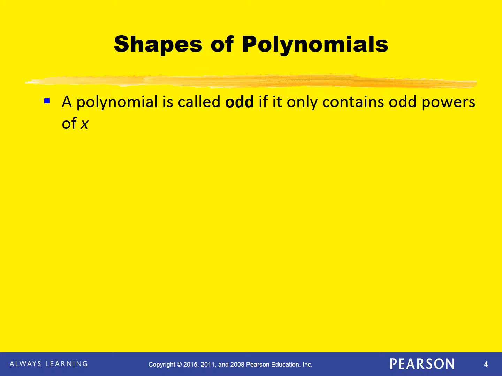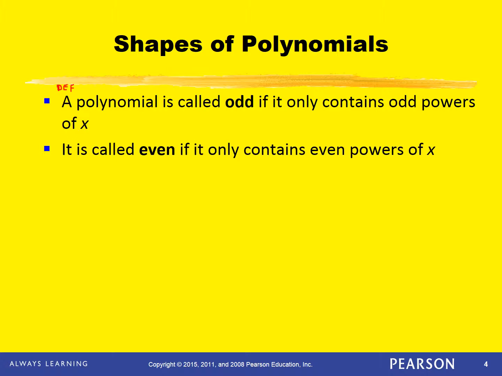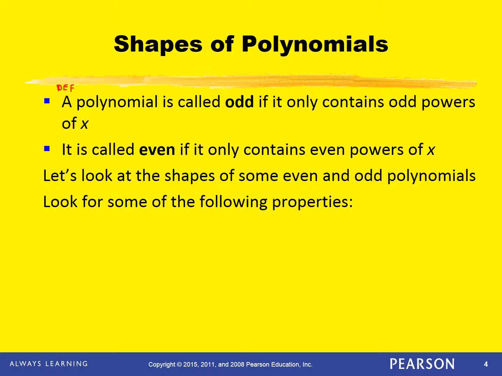Another definition, a definition of odd polynomial. A polynomial is odd if it only contains odd powers of x, and even if it only contains even powers of x. Let's look at some shapes of some even and odd polynomials. Look for some of the following properties. We're going to look at a lot of polynomial functions. Actually, most of them won't be even or odd, but they will, of course, be of even or odd degree.